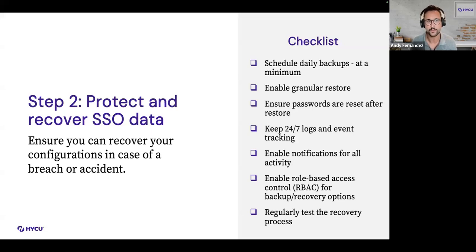I won't go too into the weeds with this, but we'll send this checklist out because it's something that we recommend to any organization that uses an SSO provider.